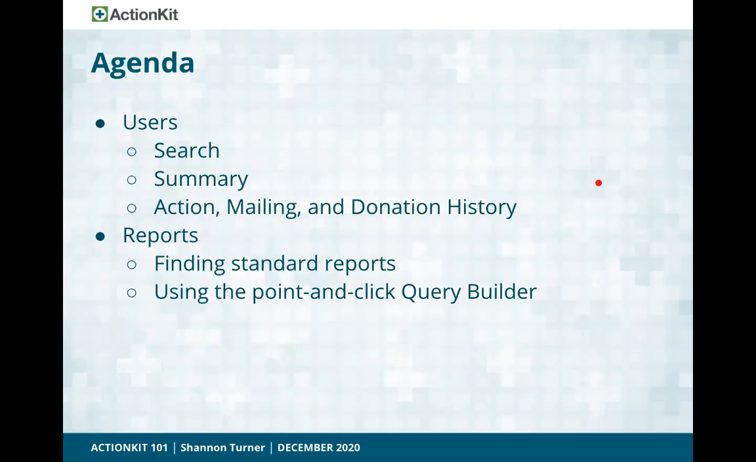So next up, toward the end, we're going to be briefly talking about users and how to search for them and how to browse user data like action, mailing, and donation history. Then we'll cover reports very briefly. Now, reports really deserve their own 90-minute training. There's really so much ground to cover that we can't do the topic justice today in just a small ActionKit 101. But I think it's worth doing a lightning review of the highlights, and I'll provide a lot of resources at the end so you can learn on your own as well.